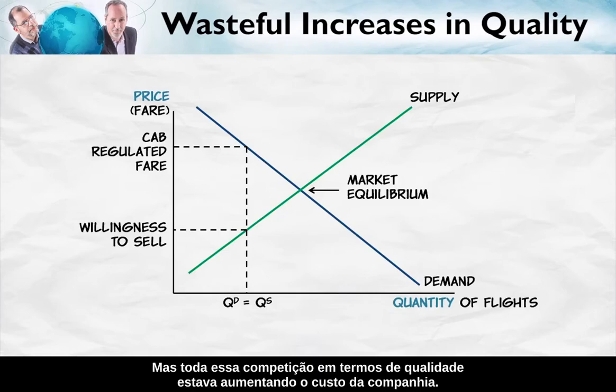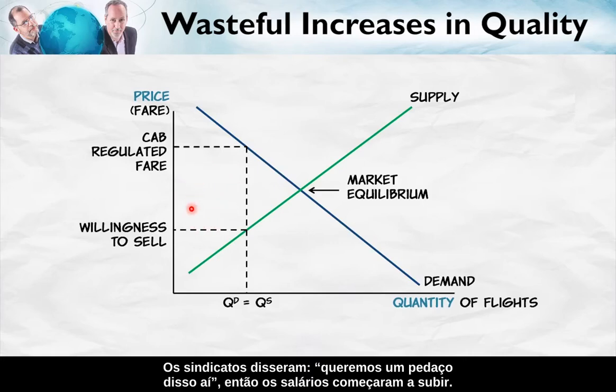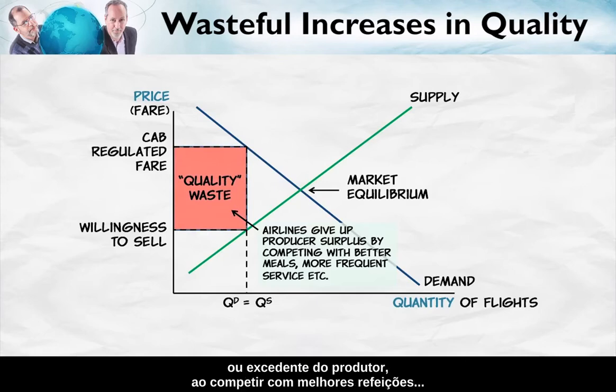But all of this competition in terms of quality was raising the costs to the airlines. In addition, these profits attracted the unions. The union said, well, we want a chunk of this. So wages would start to go up. So what happened was that the airlines gave up this profit or producer surplus by competing in terms of better meals, more frequent service, and so forth.